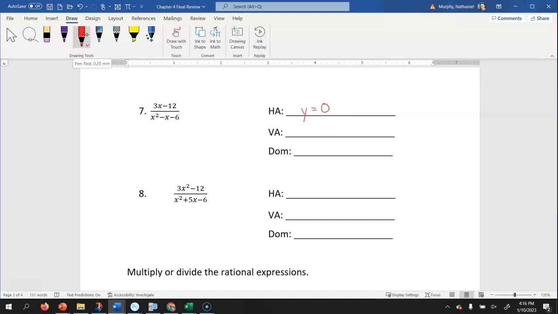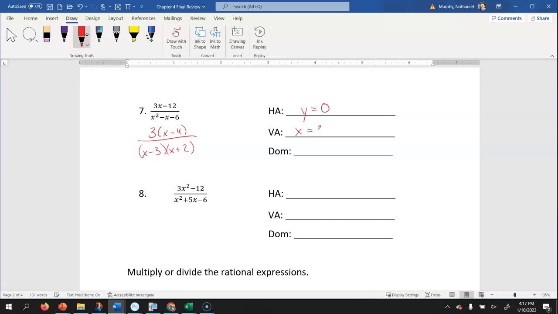All right, so to find the vertical asymptotes, we need to get this in factored form. So I'm going to factor out a 3 in the numerator. And the denominator, we're going to look to see how we can factor that down. I see, what two numbers multiply together to be -6 and add together to be -1? That would be -3 and a +2. So those are what we're going to use to get our vertical asymptotes.